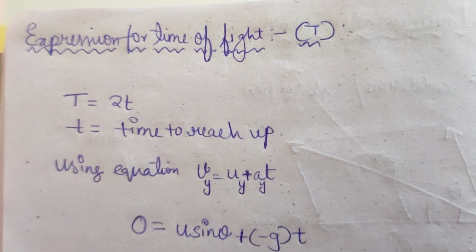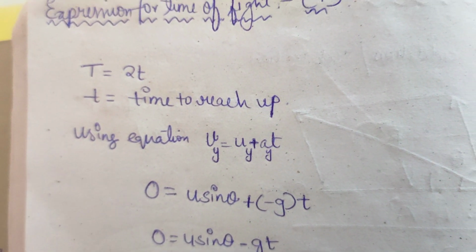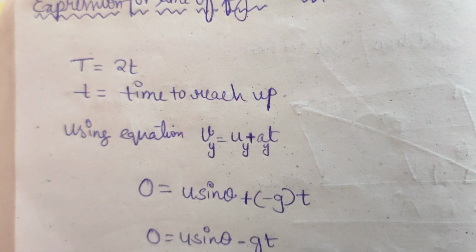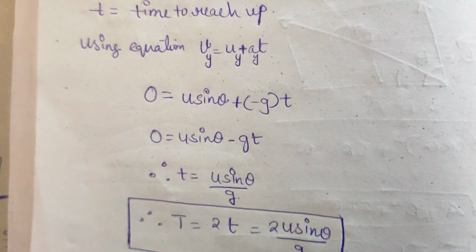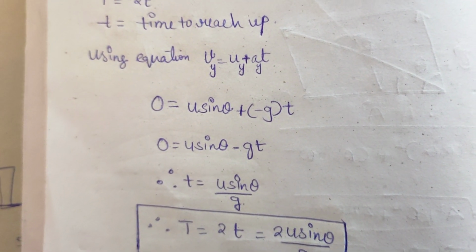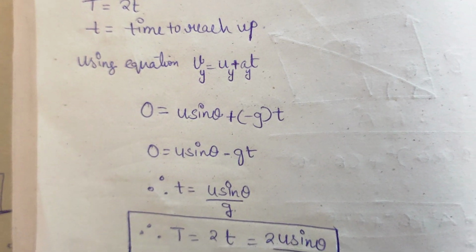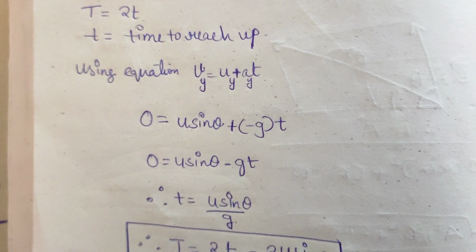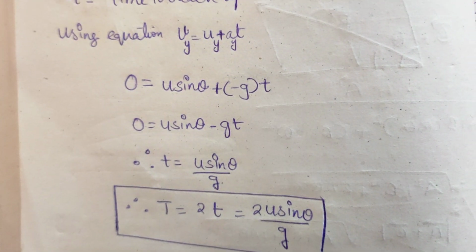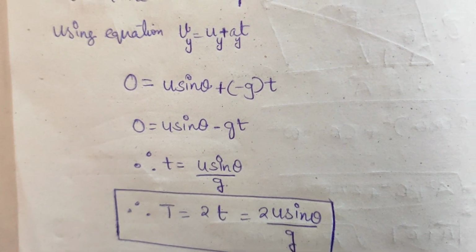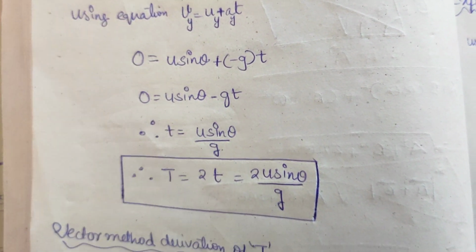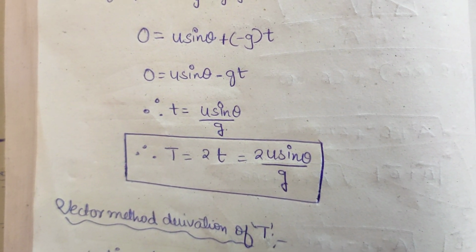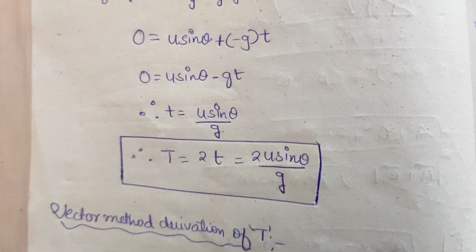Expression for time of flight: T equal to 2t, where t is the time to reach the top, using the equation v y equal to uy plus ay t. So substitute the values. We know vy equal to 0 at the top, so 0 equal to u sin theta plus minus g into t. So 0 equal to u sin theta minus gt. t equal to u sin theta by g. So T equal to 2t, so T equal to 2 into u sin theta by g.